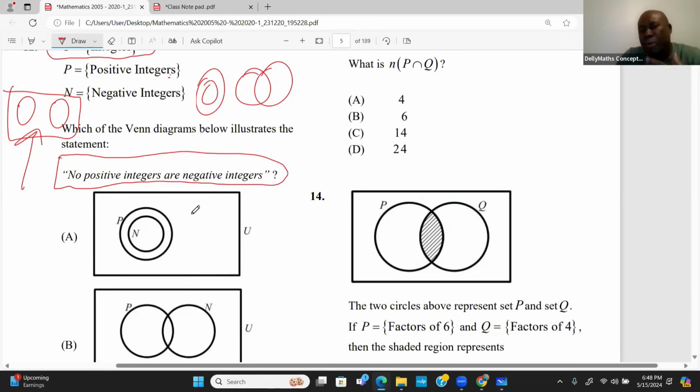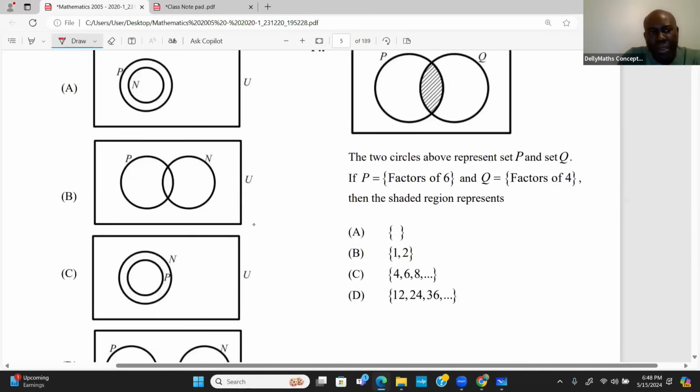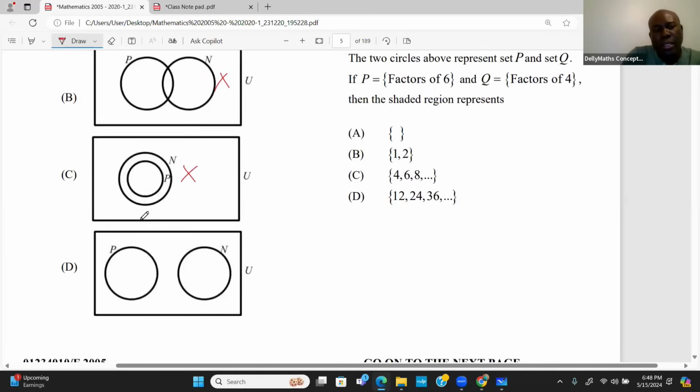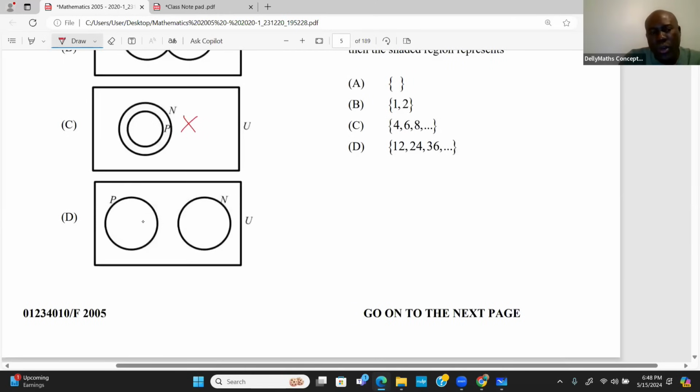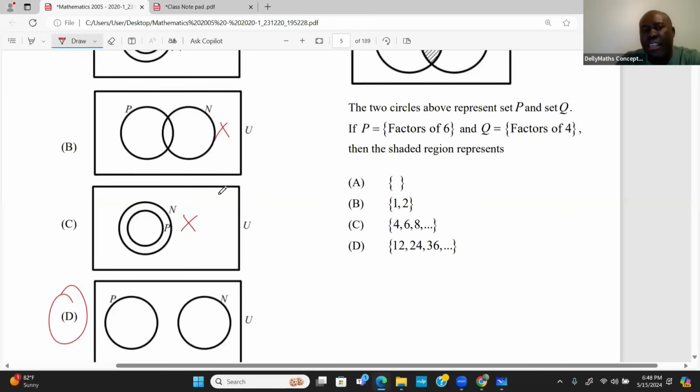That means negative and positive integers, they are not friends. So you could look at A, overlapping going on, overlapping going on, overlapping going on. D is showing that P and N, they are so far apart. So that would have been the idea for the statement. So they're not sharing anything. The moment two sets are sharing, they have to overlap.